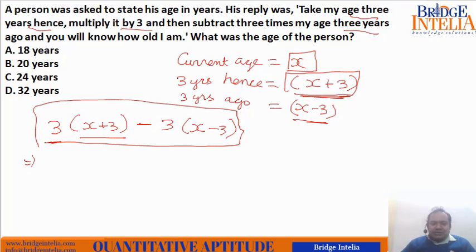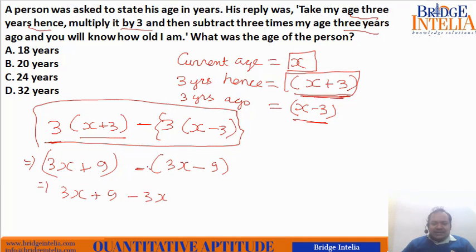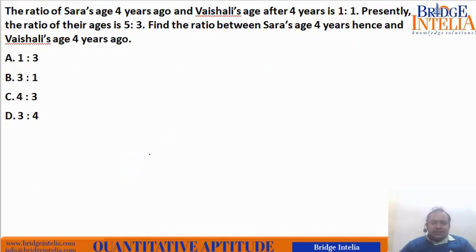So let's solve this. So 3x plus 9 minus 3x minus 9. So 3x plus 9 minus 3x, minus minus plus. So the final answer is 18 years. So this mathematical person is 18 years old. Let's move to the next one.